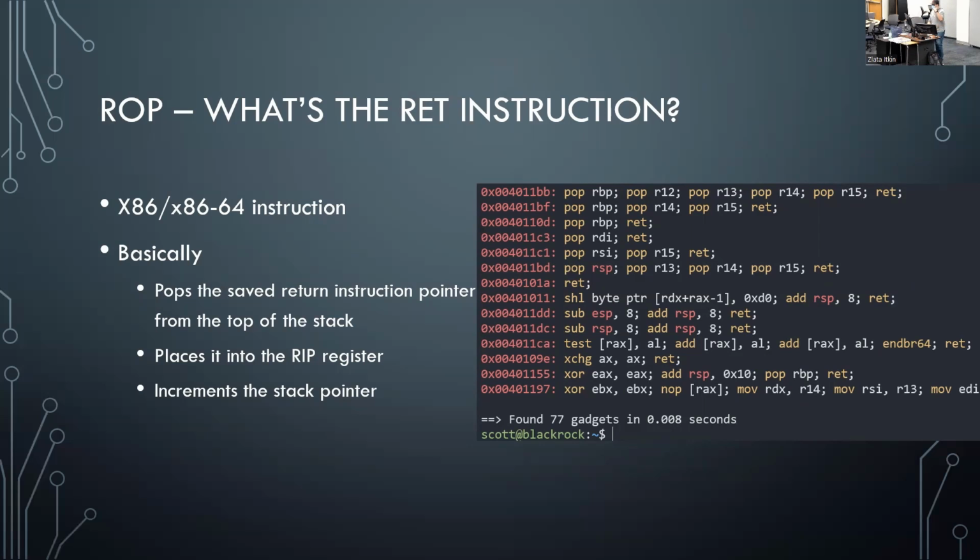What it does is it pops the saved return instruction pointer from the stack, places it into the instruction pointer register, and increments the stack pointer. That set of instructions allows us, when we have a series of addresses on the stack, to chain and just go one after the other. It gives us a nice stream to program, right? It's a continuous chain.